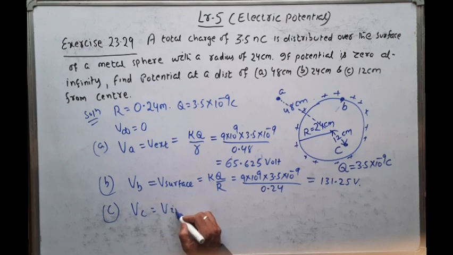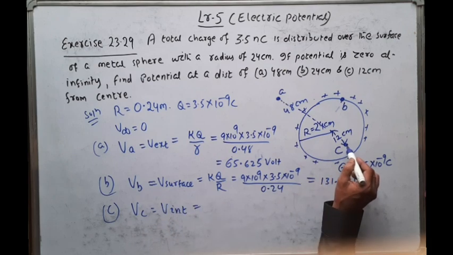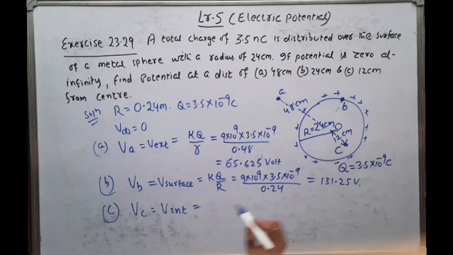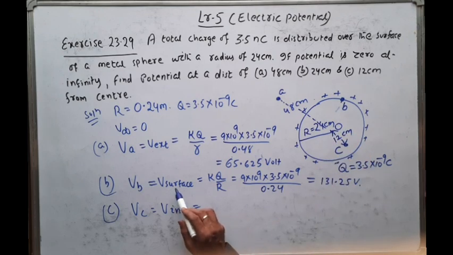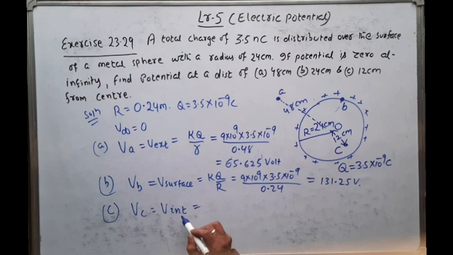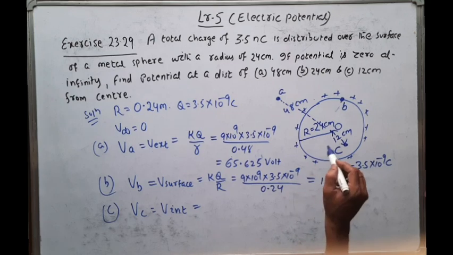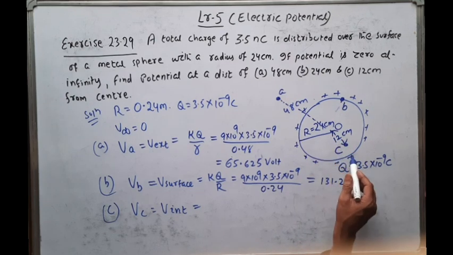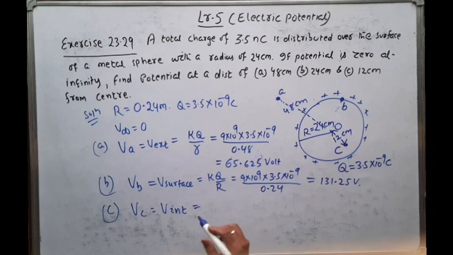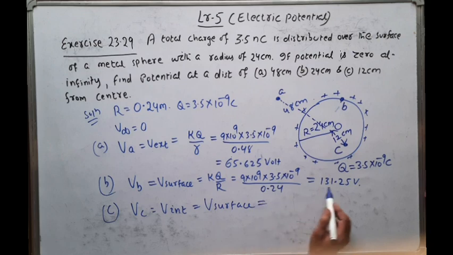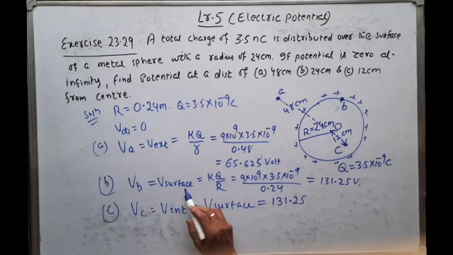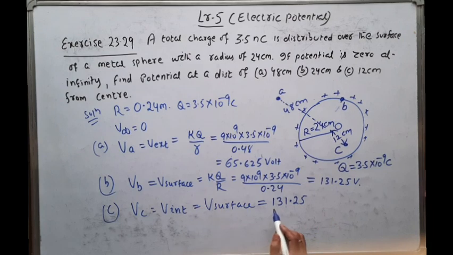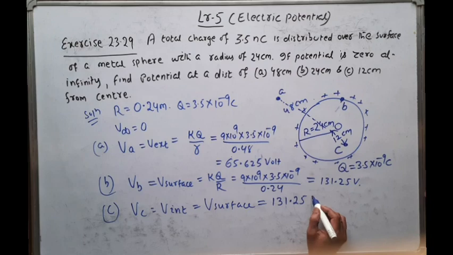Now C point is the internal point. So that is internal point. And the C point is at 12 centimeter from the center. But we know potential on the surface is equal to potential at the internal point. We have derived in the derivation that the potential due to internal point and potential due to surface, all are equal. That is, potential at internal point is the same as potential on the surface, and already we know potential on the surface is 131.25 volt. So at internal point also the potential is equal to 131.25 volt.